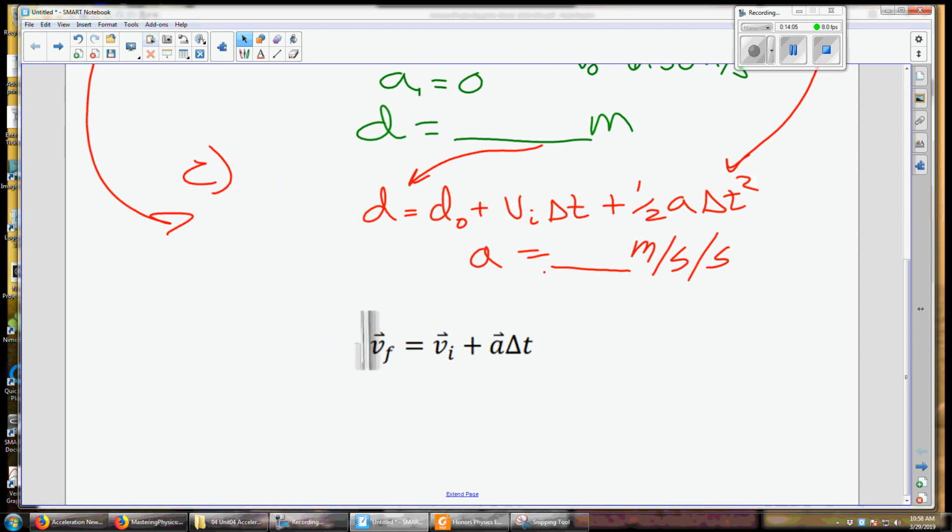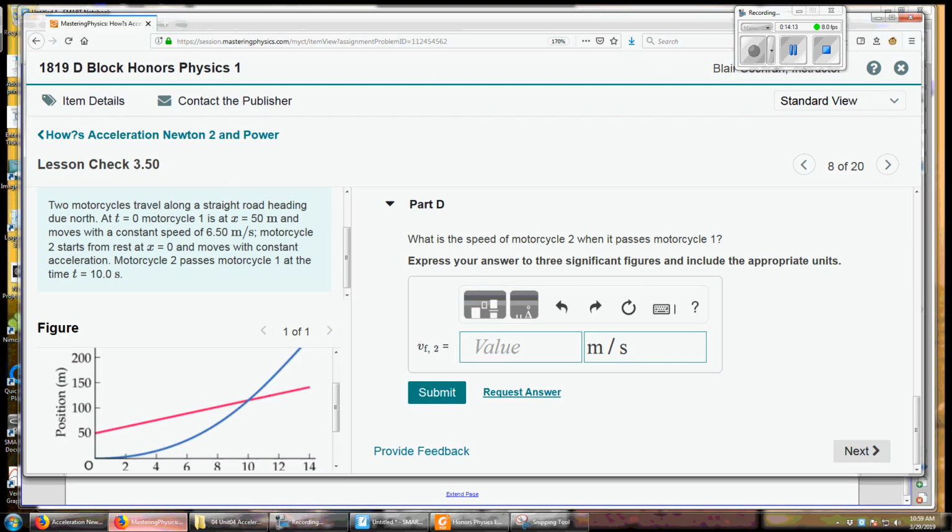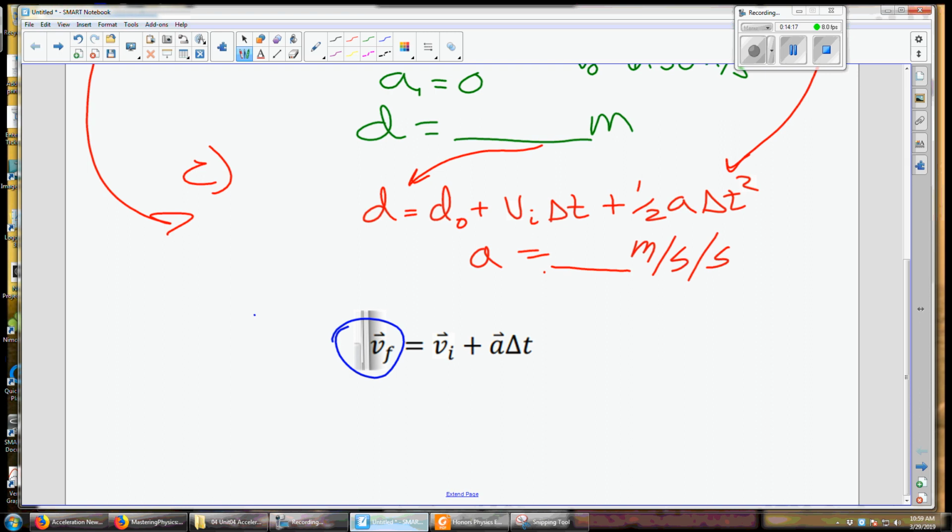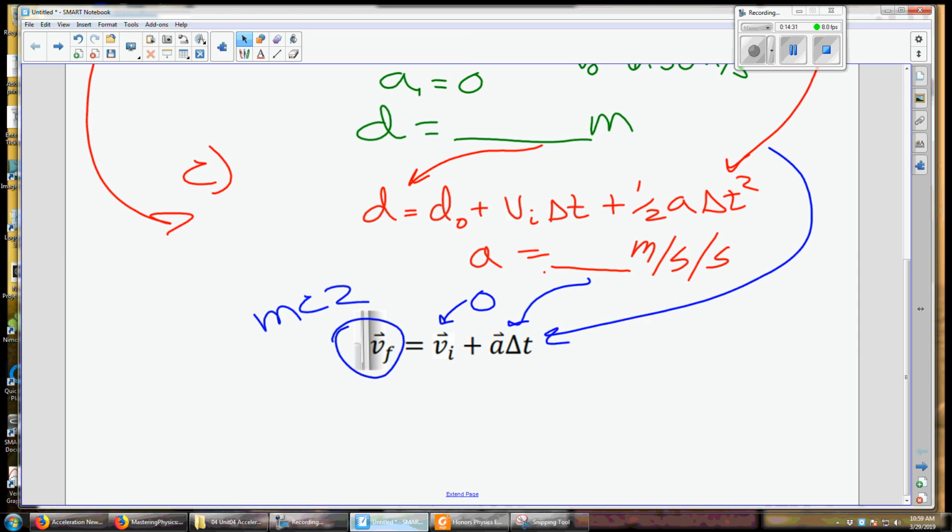So, I'm looking for V final. That's what I want to know. And I'm looking at motorcycle 2. So this is MC2. My V initial of MC2 was 0. My acceleration I just found. Oh, my time. That's my 10 seconds again.